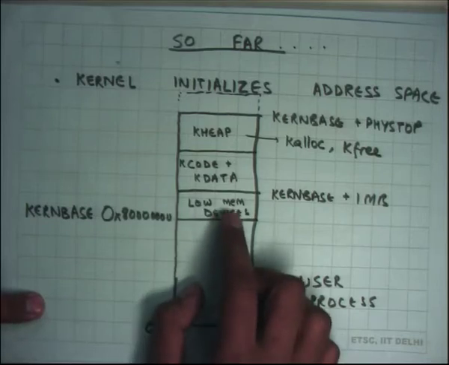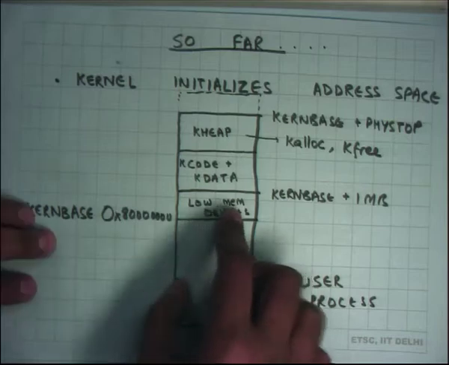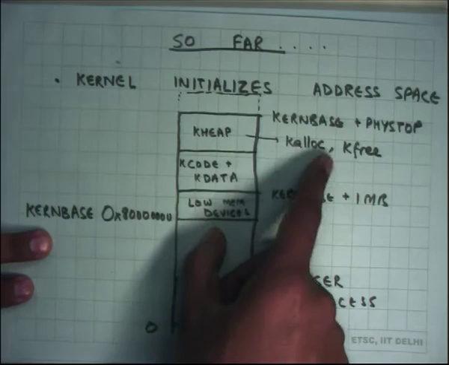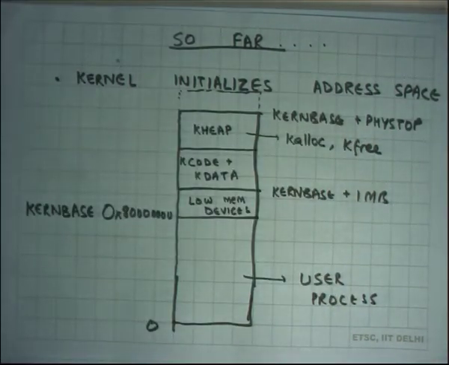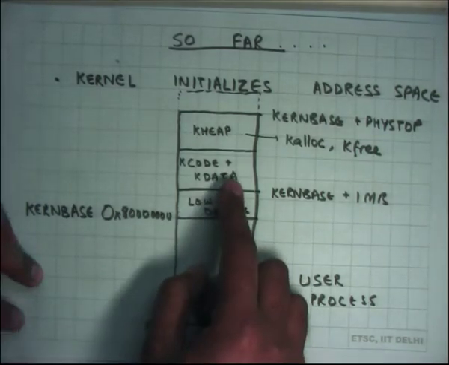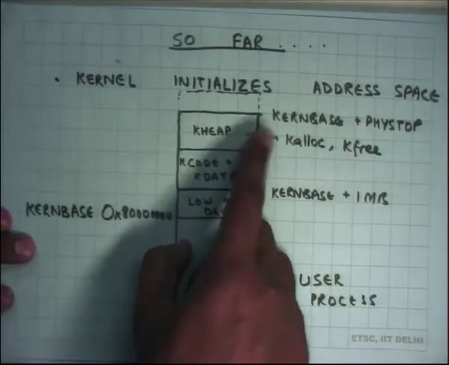The first 1 MB is for low memory devices, and it just maps it one to one to the physical memory. In fact, the entire space from KERNBASE to KERNBASE plus PHYSTOP is mapped one to one to physical memory from 0 to PHYSTOP, right. It loads the kernel's code and data in this area.